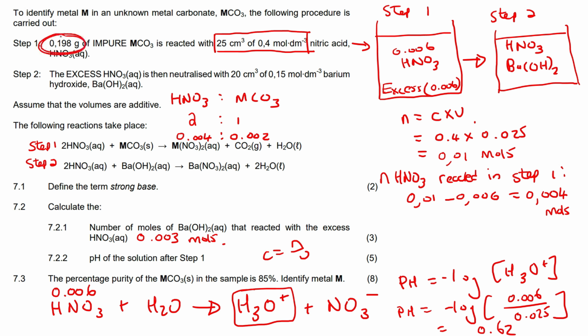Don't use this value over here together with that, because this is not a pure number. This is an impure number. So you don't actually know how much of it is MCO3 because it's impure. But they've given us the percentage purity. So we've got something we can do now. We know that percentage purity is equal to the amount of pure stuff divided by the amount of impure stuff, and then times 100, because it's a percentage.